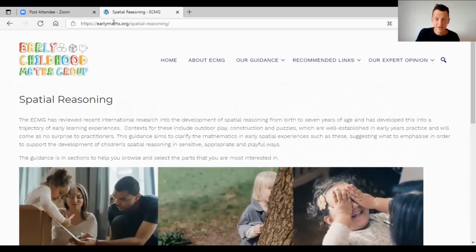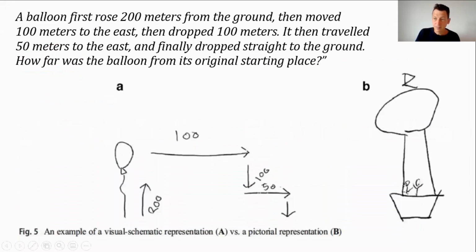So again, earlymaths.org/spatial-reasoning would bring you to this page. And let me just share some of the things that I think are highly relevant there. Something that I thought was really interesting was this.